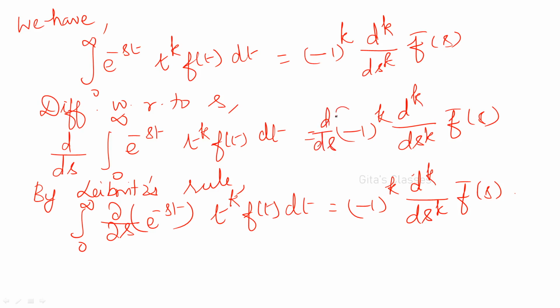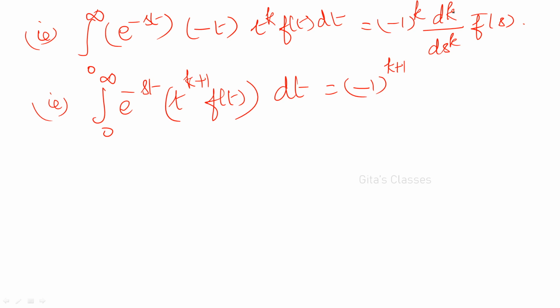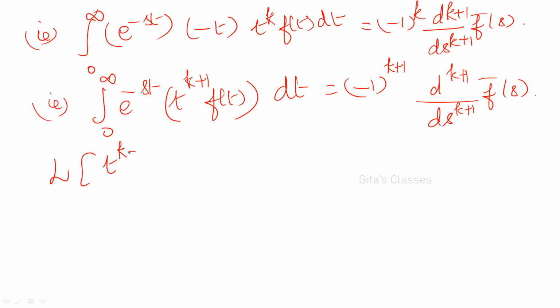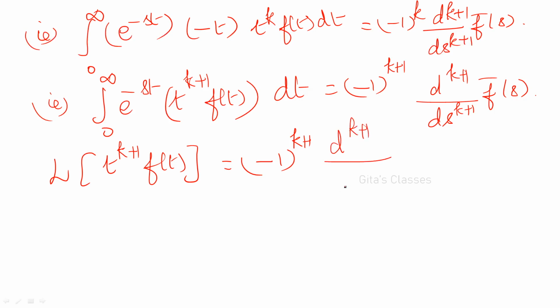d by ds, sorry. So if I take it inside, this will become k plus 1. Okay. So here d^(k+1) by ds^(k+1) into f bar of s. So what is this? L of t^(k+1) into f of t is equal to (-1)^(k+1) into d^(k+1) by ds^(k+1) of f bar of s. Okay. So the result is true for n is equal to k plus 1.